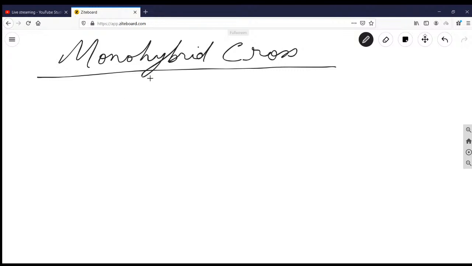Monohybrid cross means, suppose I take tallness as the only character into consideration here. One side I have taken TT, the other side small t small t. So this is homozygous dominant, homozygous recessive. The homozygous conditions are also known as true breeding conditions in genetics. Always remember, true breeding plants contain the homozygous state alleles in either dominant or recessive form.